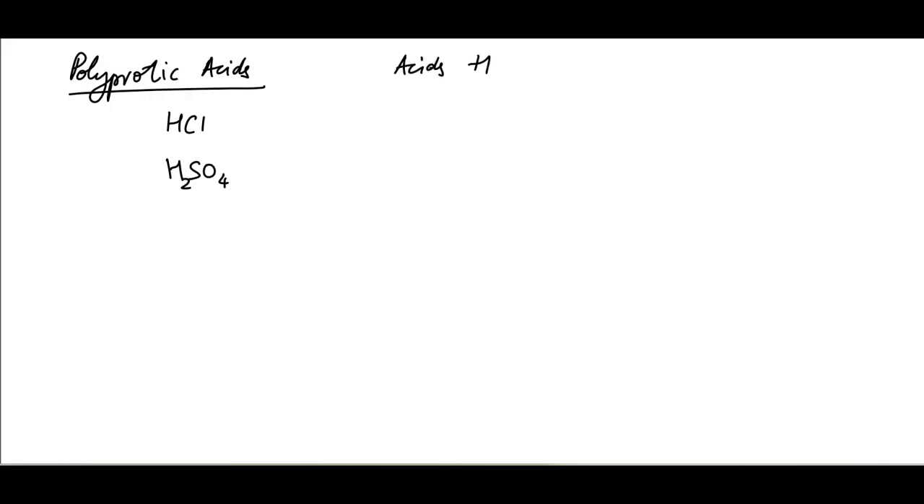Acids that have more than one ionizable proton are called polyprotic acids. I will not say proton here, but H plus ion, because we are talking about the Arrhenius concept. In the Bronsted-Lowry concept we talk about protons. Both are the same, right? So now let's say we talk about H2SO4, which is a diprotic acid.